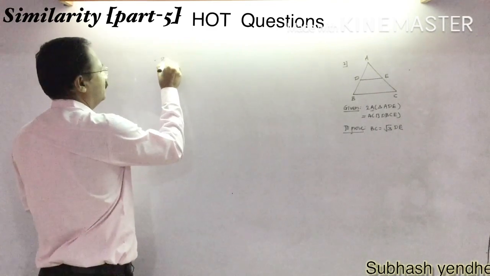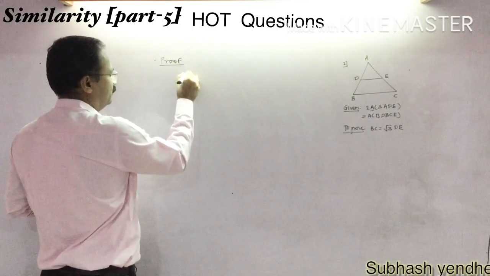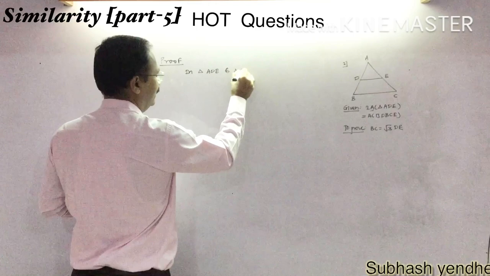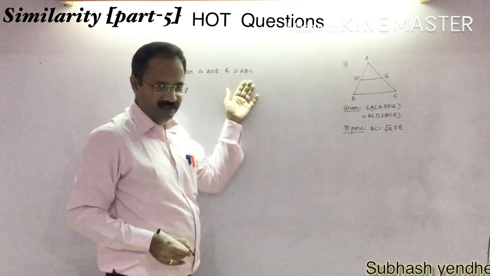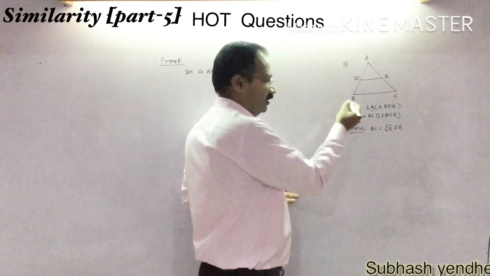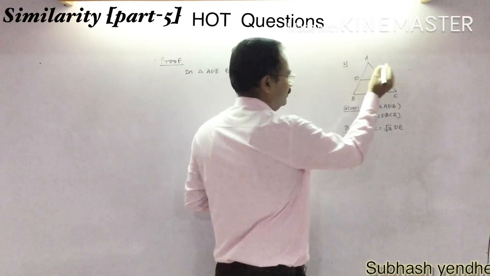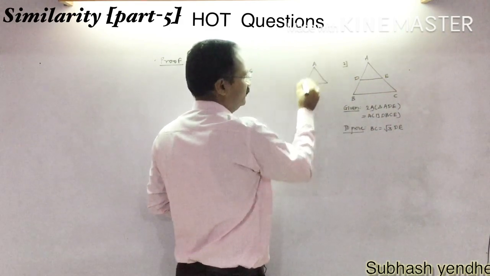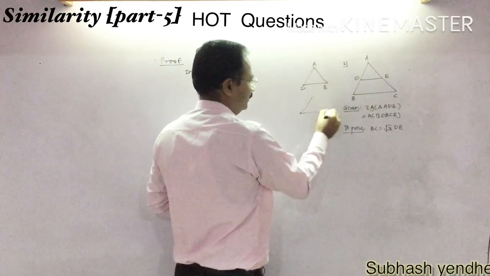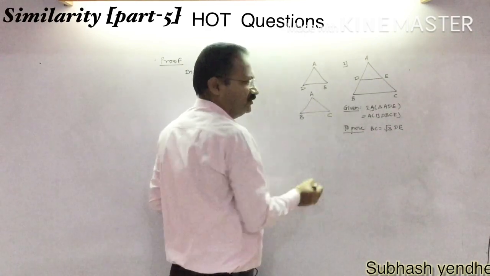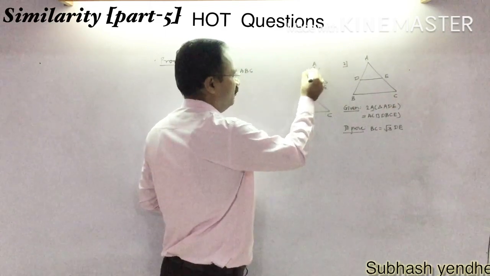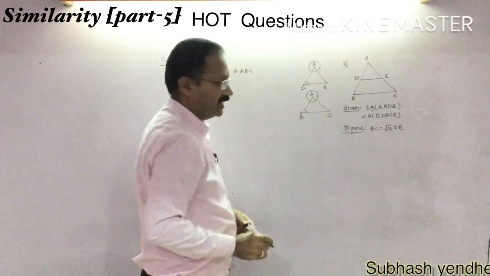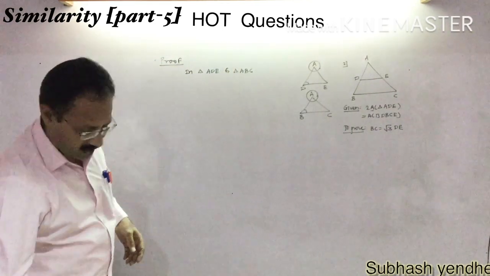So let's start. To show the triangles are similar, we have to write triangle ADE and triangle ABC. First write down the names of the triangles that you have to show similar. Now you have to find out which angles are given. For that, you have to split the figure. I'm going to split the figure. This is ADE and this is ABC. What do you observe? Here A is a common angle and this line is parallel to this one. Therefore, these two are corresponding angles.